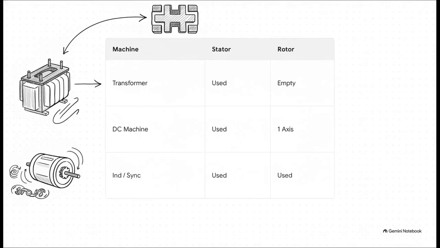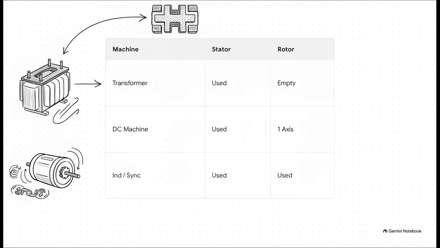What's really interesting to see here is how perfectly completely different machines map onto these exact same 4 slots. Take a DC machine, right? It needs a commutator winding on one axis. But an induction or synchronous machine, well, they populate all 4 slots, and they just differ in how the rotor circuits are handled. But at the end of the day, it's the exact same fundamental architecture, just populated slightly differently based on physical reality.